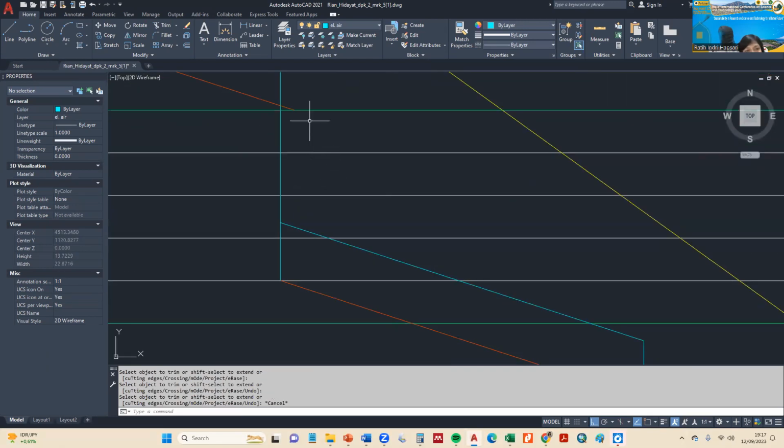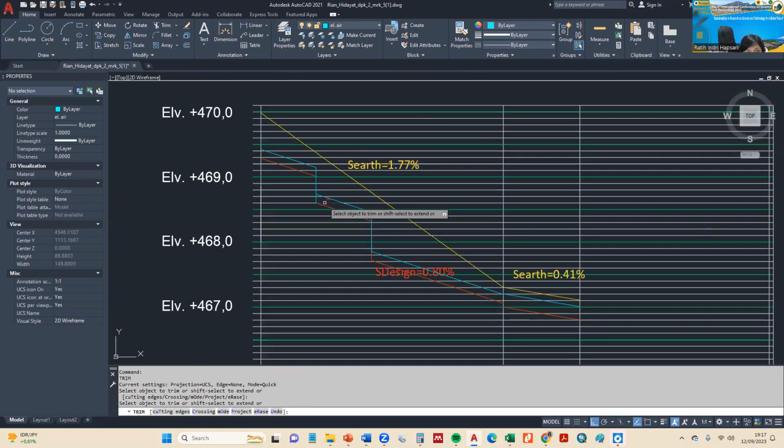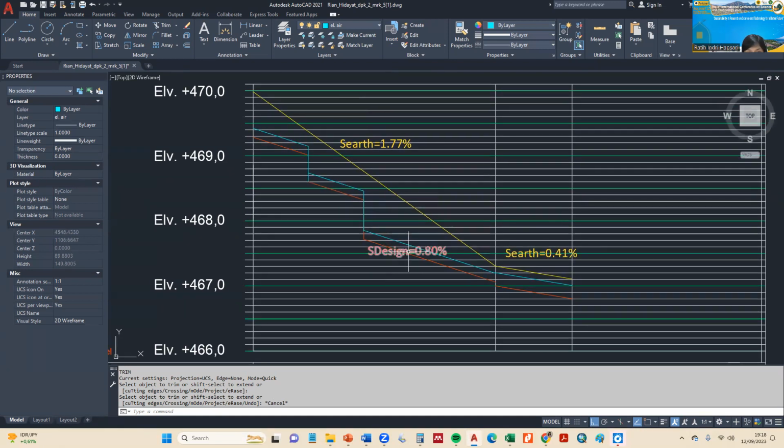Yes, this is the result. And the cutting here is 0.5 meter. So this is the result of Rian drawing for S design of 0.8. Any question?